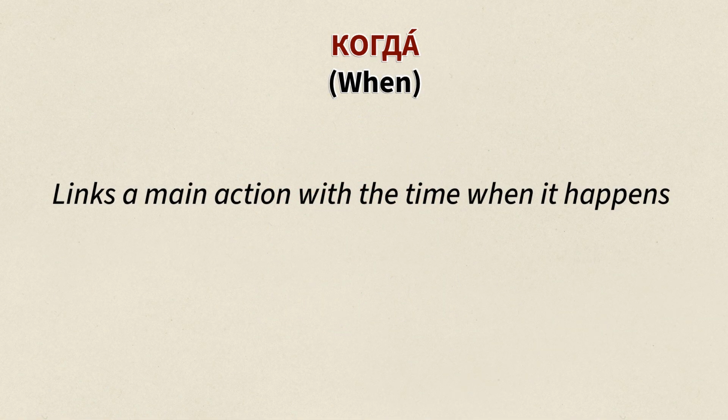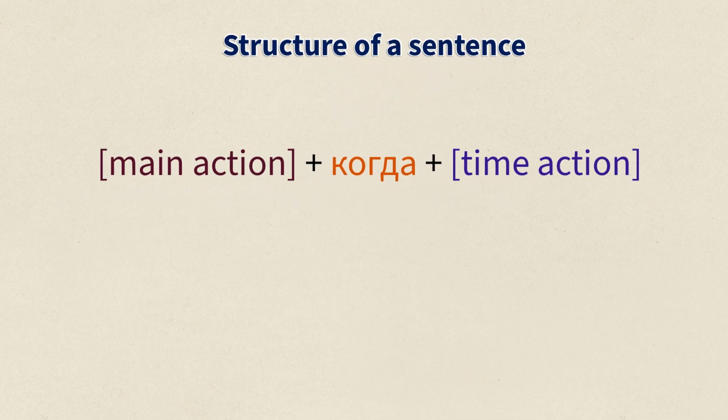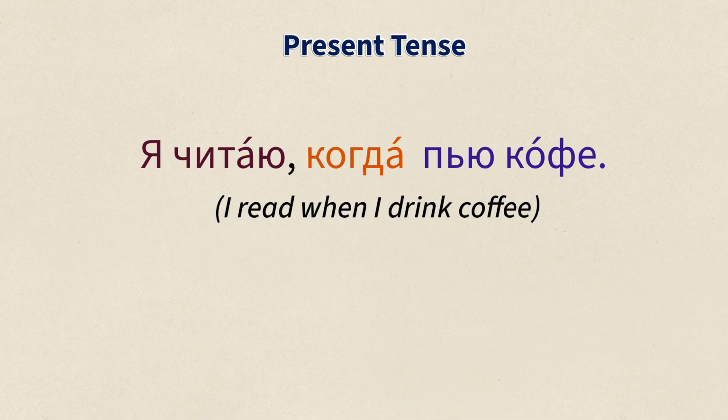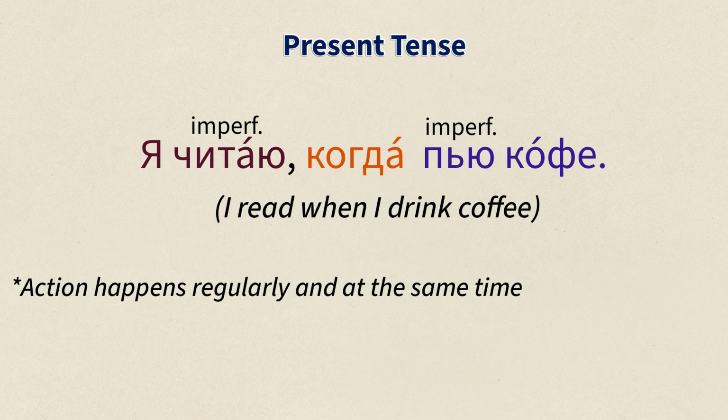Когда links a main action with the time when it happens. The structure of the sentence looks like main action, then когда, and then time action. Let's start with the present tense. Я читаю, когда пью кофе. Both verbs are in the present tense and imperfective. This means it's something that happens regularly and at the same time. Every time I drink coffee, I read.